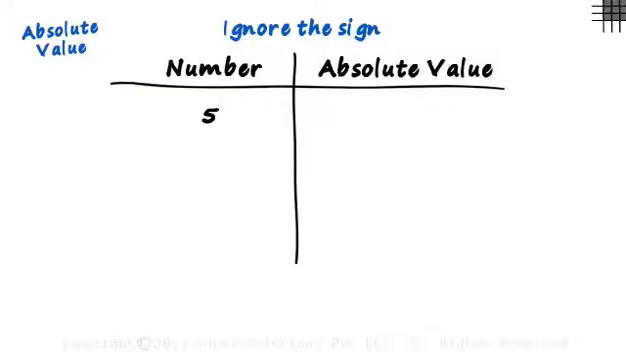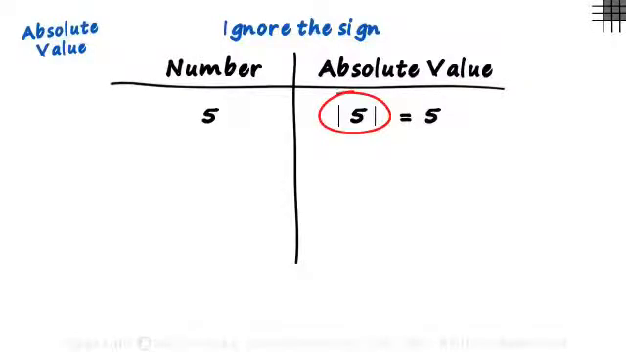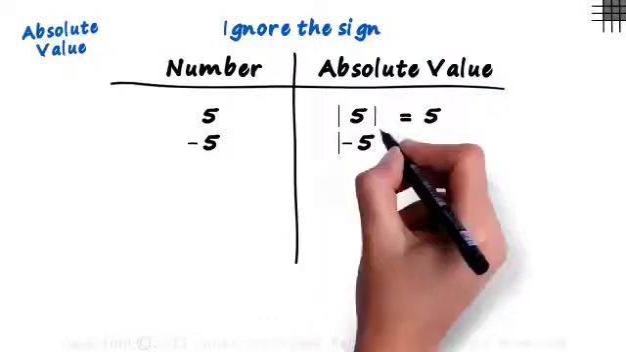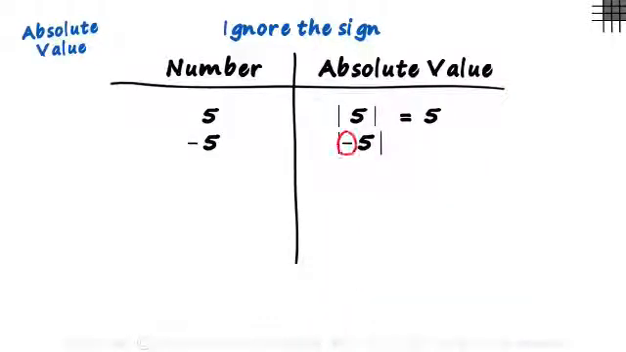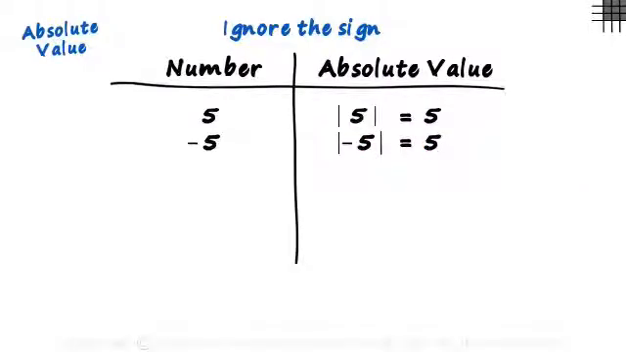The absolute value of 5 is denoted like this. The number is written between 2 vertical lines. This number has no sign, so we just write it as 5. The absolute value of 5 is 5. What about minus 5? Its absolute value is written like this. This number has a sign. We just ignore the sign and write it as 5. The absolute value of minus 5 is 5.